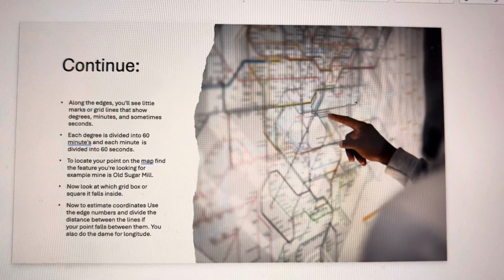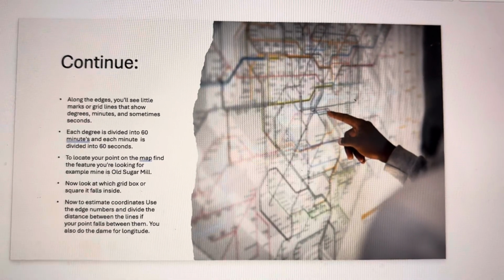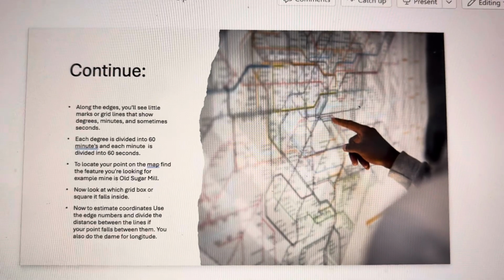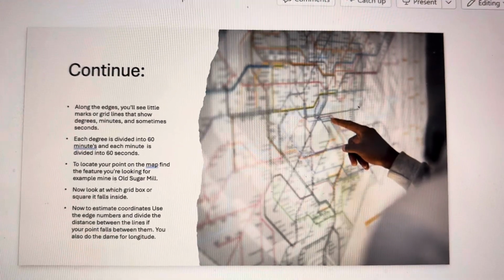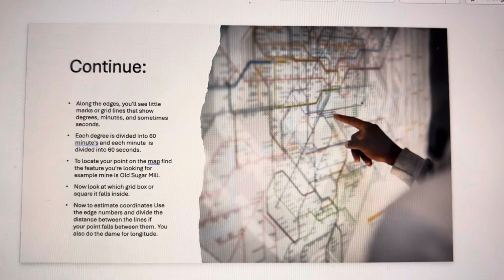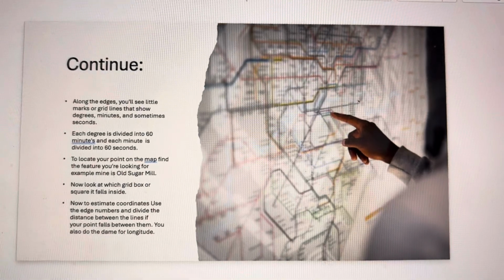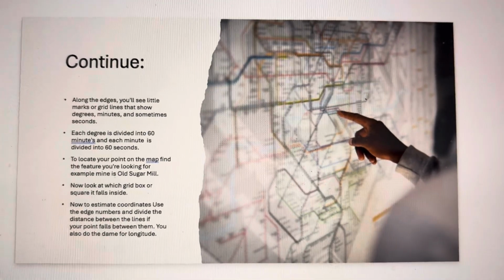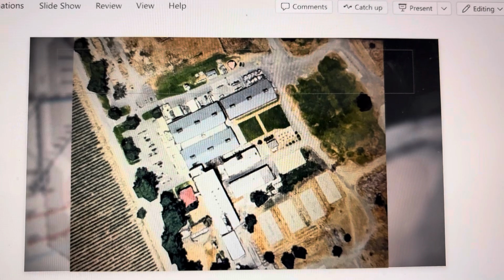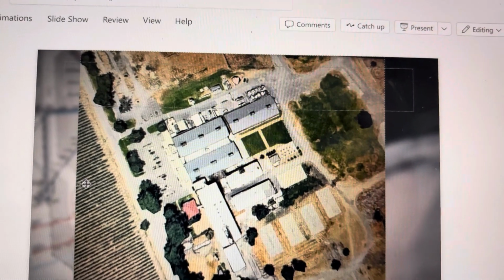To locate your point on the map, find the feature you're looking for. For example, mine is the Old Sugar Mill. Now look at what grid box or circle it falls inside. Now to estimate the coordinates, use the edge numbers and divide the distance between the lines if your point falls between them. You also do the same for the longitude. And here is the Old Sugar Mill that I chose.